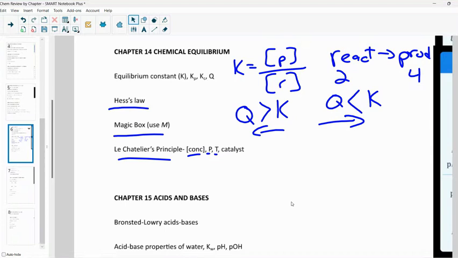Temperature. Temperature is the only thing that's going to change what? This will actually change our K value. All right. This will shift it.